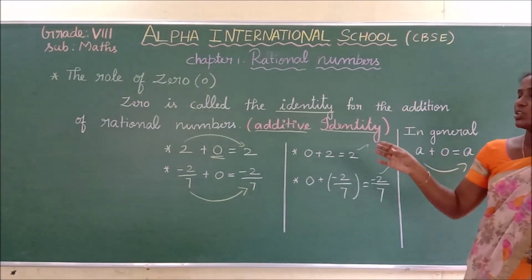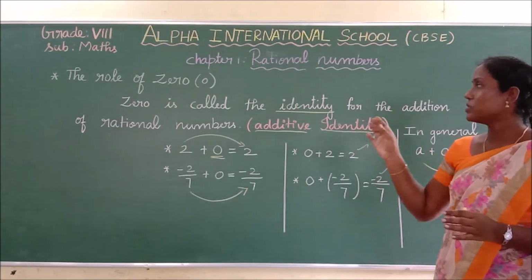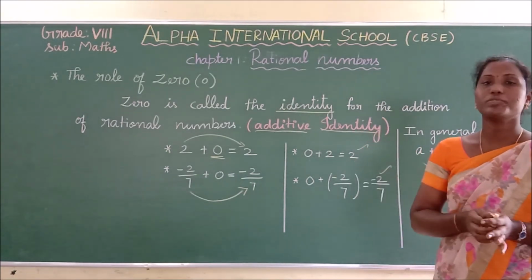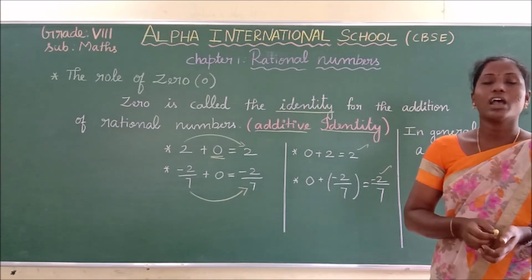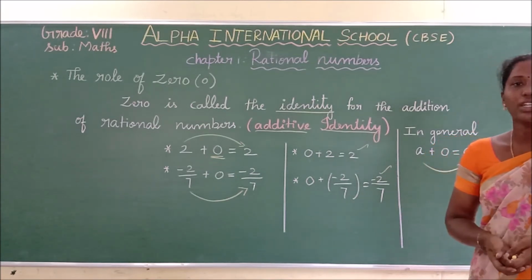So what is the role of 0? Now we are clear about the role of 0 for rational numbers. The role of 0 is that 0 acts as the additive identity for all rational numbers.